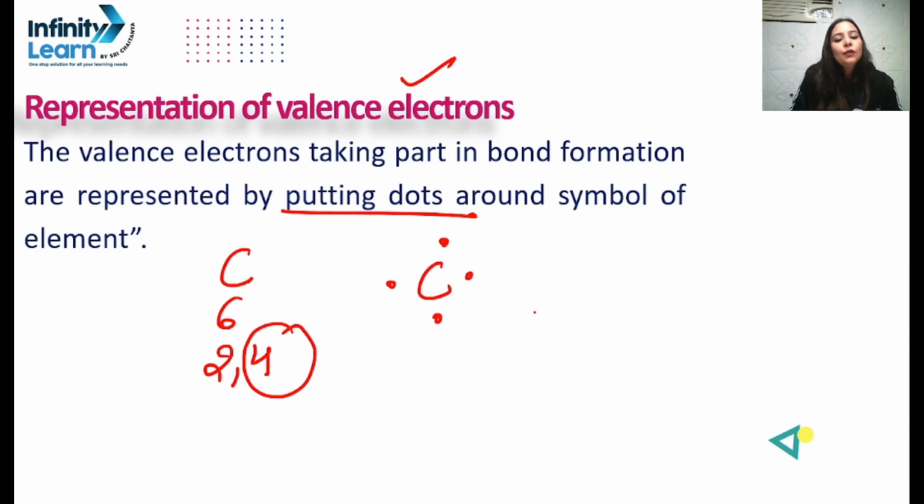Same way, let's talk about hydrogen. Only one electron is going to participate, so we show it by putting a dot. So we can show the valence electrons by putting dots around the symbol in a certain definite pattern. For example, oxygen, atomic number is 8, configuration 2,6. So we put them in pairs. This is how we can represent it.